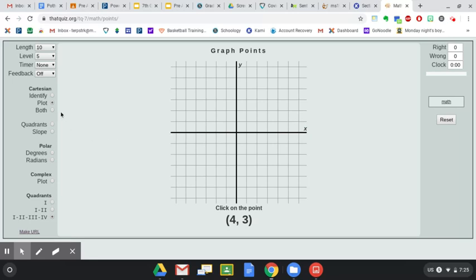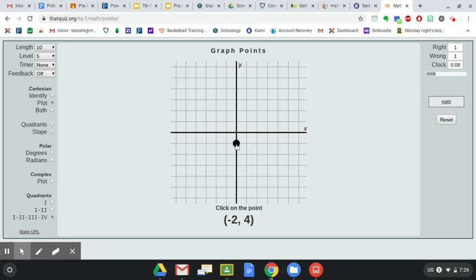And here you can go identify points or plot points. Like, so here it says 4, 3. So that would be right 4, up 3. Right, and I can do that, and I can see to the right over here, it tells me if I got it right or wrong. I just clicked one and it told me wrong.